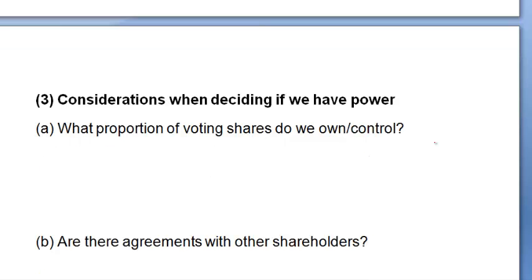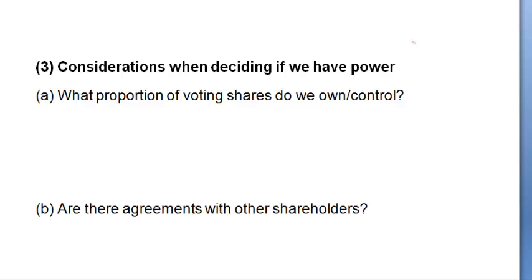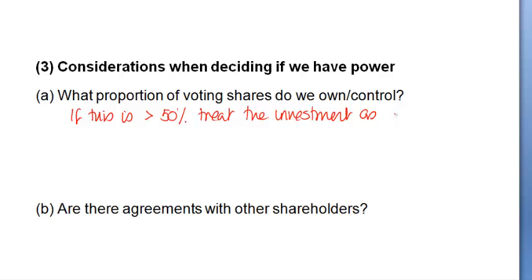There's some questions perhaps we should be asking ourselves, and the first question is, well, how many shares do we own? Or how many shares do we control? If this is greater than 50%, we treat the investment as a subsidiary. Now notice it's not just ownership, it's control.